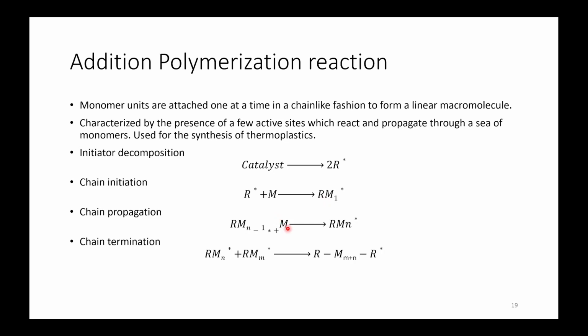This reaction is chain propagation. The chain will keep propagating. The final step will be termination. All these monomers with active sites will finally terminate. They will add up and terminate, forming a polymer.